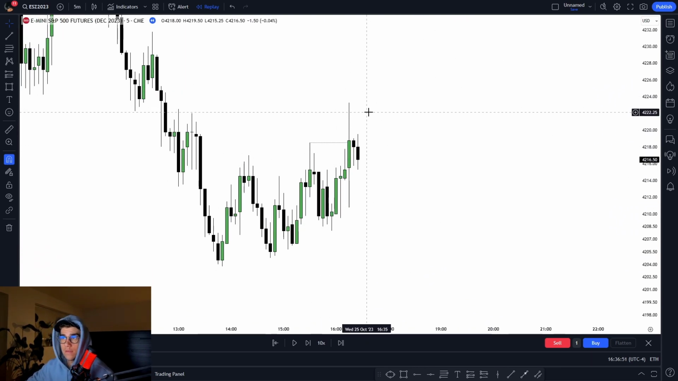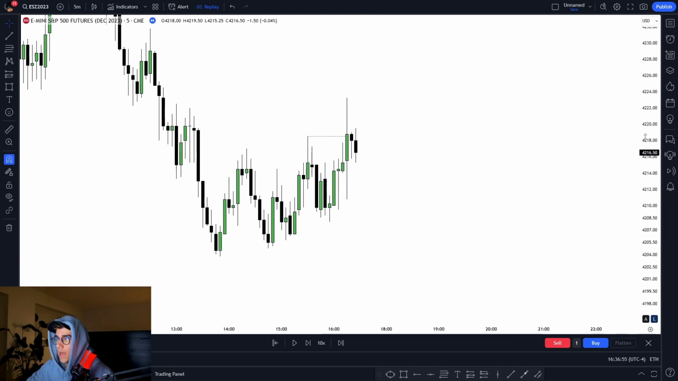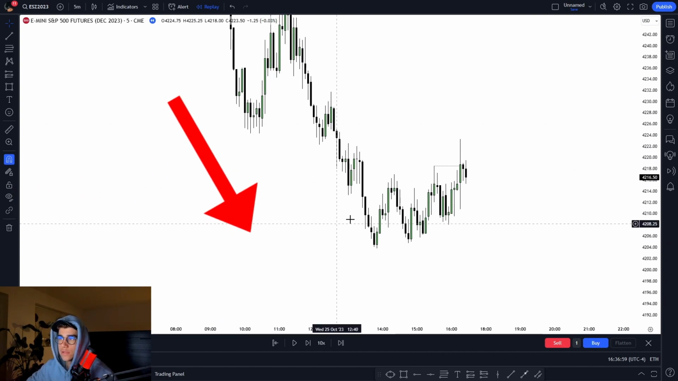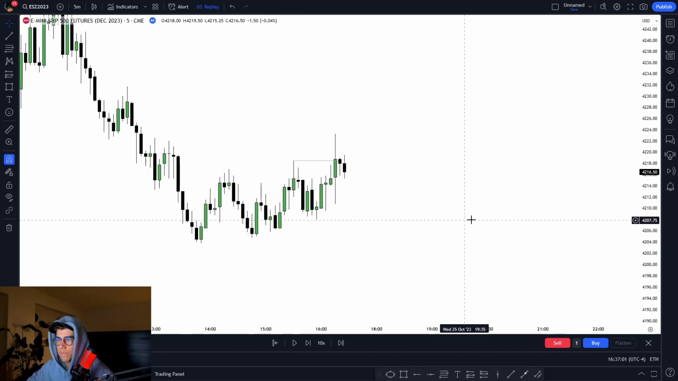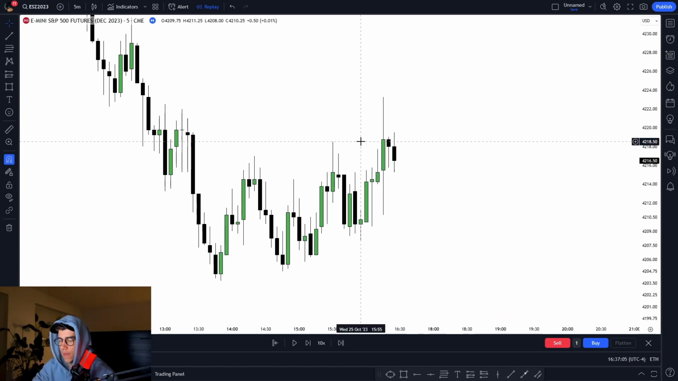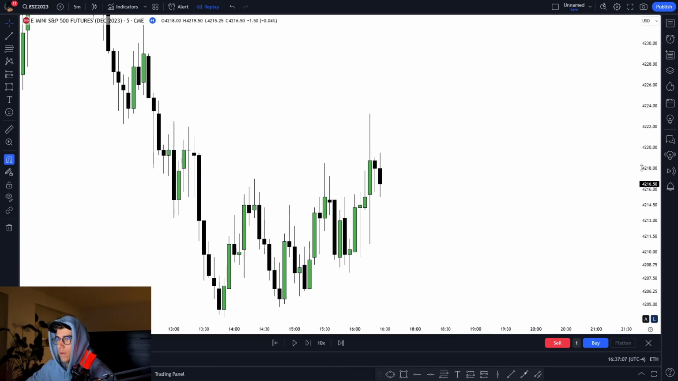How do I know that this is a break of structure and not a liquidity sweep? Because by looking at it, it could easily look like that we're now switching from a bearish sentiment to a bullish one, right? But there are certain things that will tell me whether this is a valid break of structure or not, right? So now I'm going to tell you.